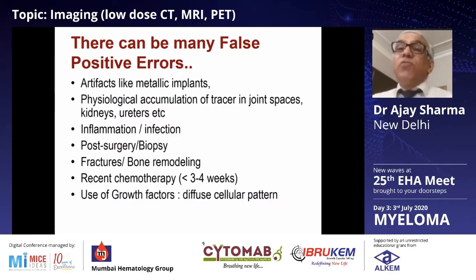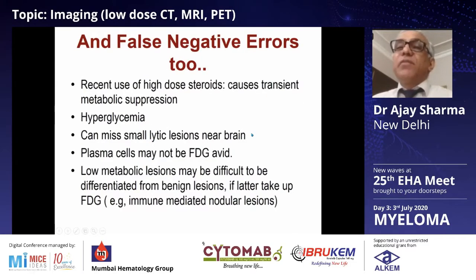There can be many false positive errors because of artifacts like metallic implants, physiological accumulation of tissue in joint spaces, inflammation, procedures, fractures, recent chemotherapy, and even the use of growth factors. Then we can have false negative errors because of recent use of steroids, which cause transient metabolic suppression, hyperglycemia, lytic lesions near the brain, plasma cells that may not be FDG-avid, and low metabolic lesions which might be missed.